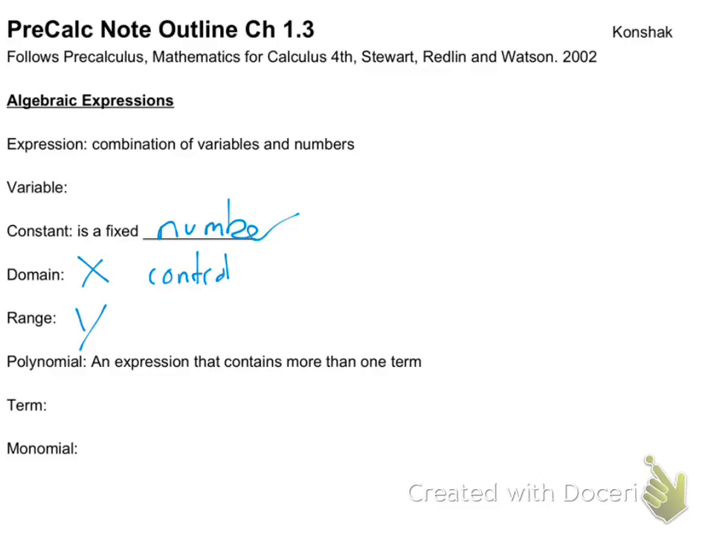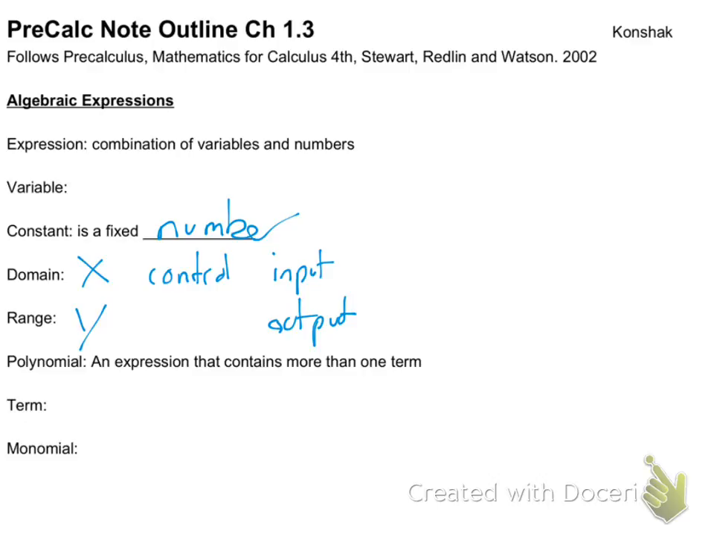The range is what comes out, right? So maybe on control, we'll put input for that domain. This is your output. So you have your input, your output. The input is what you control. You don't control your range directly. It's a function of what the equation is, or the function, or the rule, sorry. So the range is what comes out.